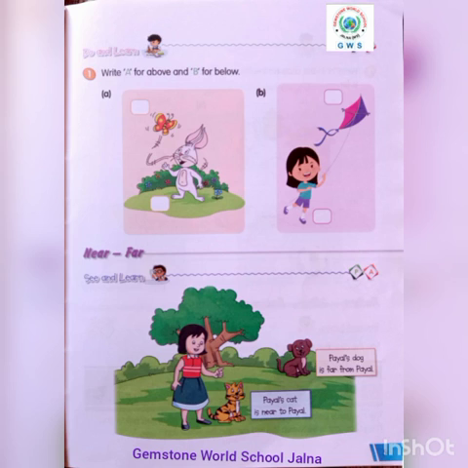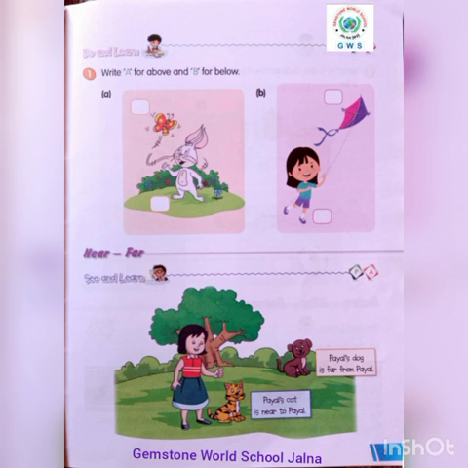Write A for above and B for below. Here the butterfly is above, so you have to write A for the butterfly, and the rabbit is below, so you have to write B for below. In the next picture a kite is above, so you have to write A in front of that kite, and a girl is down, so the girl is below, so you have to write B.